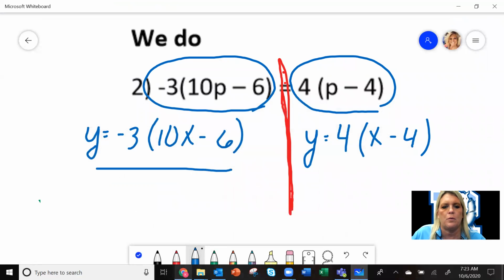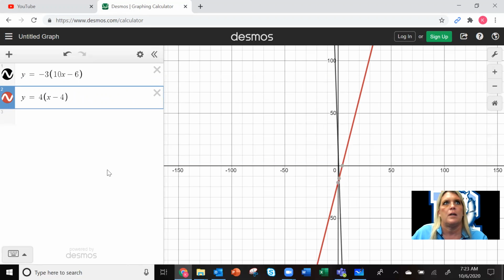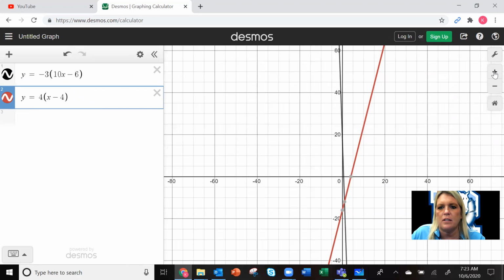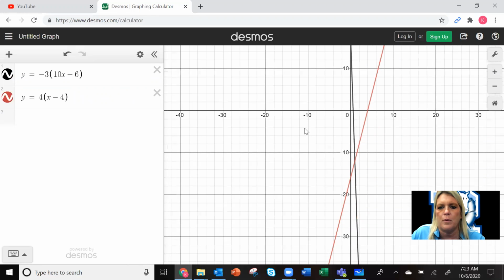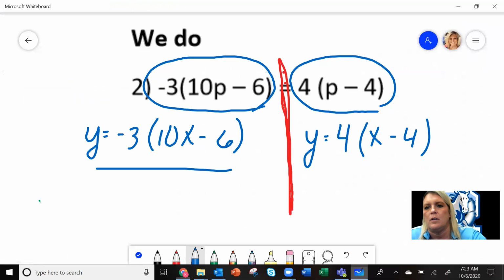4 times 4 times x minus 4. So 4 parentheses x minus 4. Okay, so now you're looking to see where the two lines intersect. I'm going to zoom in a little bit, move mine up, zoom in, move mine up. Here's where the two lines intersect. I'm going to click on it, and look, it gives me the ordered pair right here, 1 and negative 12.